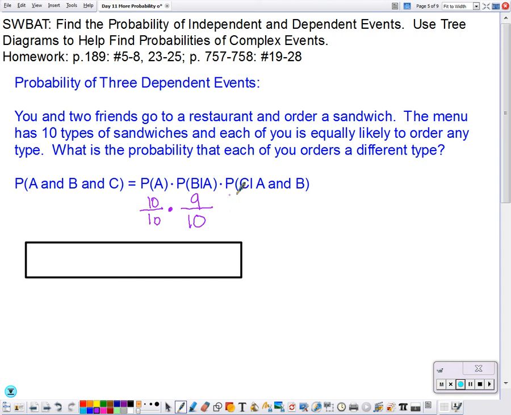Person C comes up. Let's say person B had tuna fish. Person A had turkey. Person B had tuna fish. Person C is like, all right, I'm looking at the menu, and I need to order a sandwich. There are still 10 sandwiches on the menu, but I don't want turkey and I don't want tuna because the other people got those. So they look at the 8 sandwiches that are left, and they need to make a decision. When you do all this arithmetic, the numerators come up to be 720. The denominators end up to be 1,000. So there is a 72% chance of everyone ordering a different type.